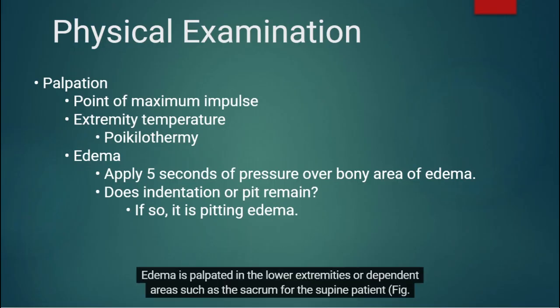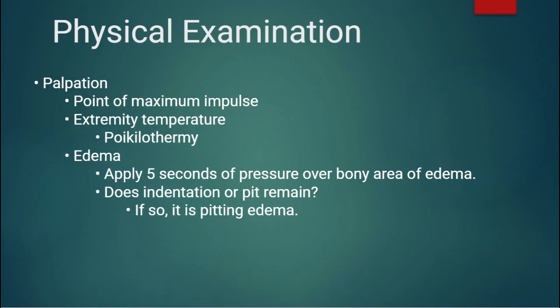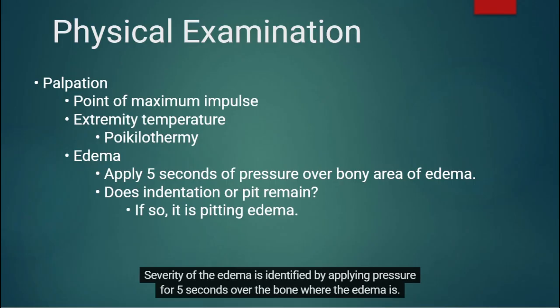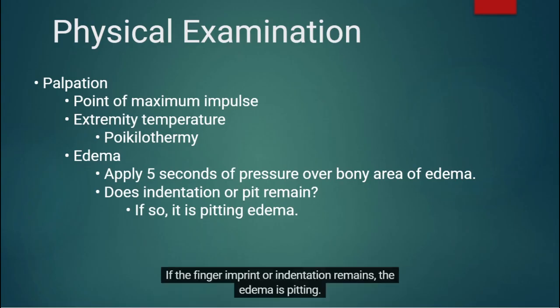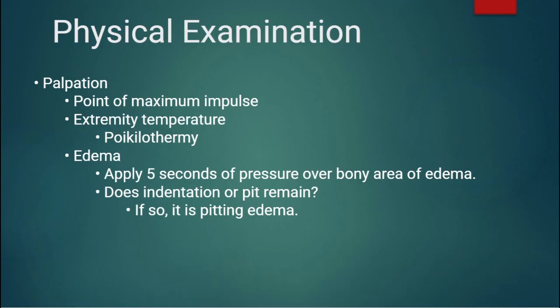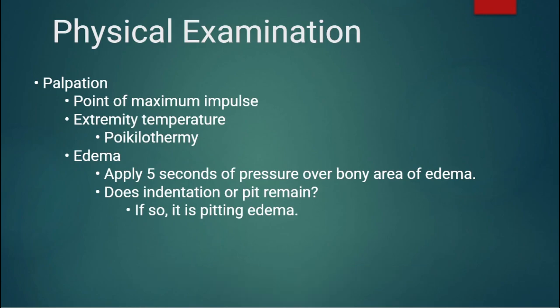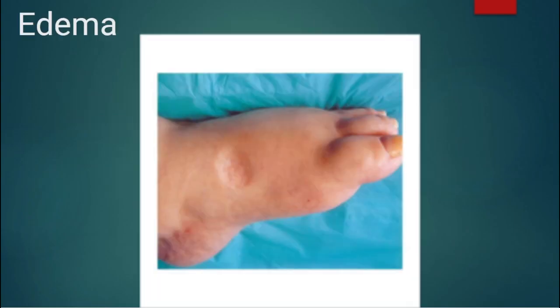Edema is palpated in the lower extremities or dependent areas such as the sacrum for the supine patient, Fig. 21.9. Edema can occur from right-sided heart failure, gravity, or altered venous blood return. Severity of the edema is identified by applying pressure for 5 seconds over the bone where the edema is. If the finger imprint or indentation remains, the edema is pitting. Measuring the leg circumference is an accurate method for monitoring the edema.